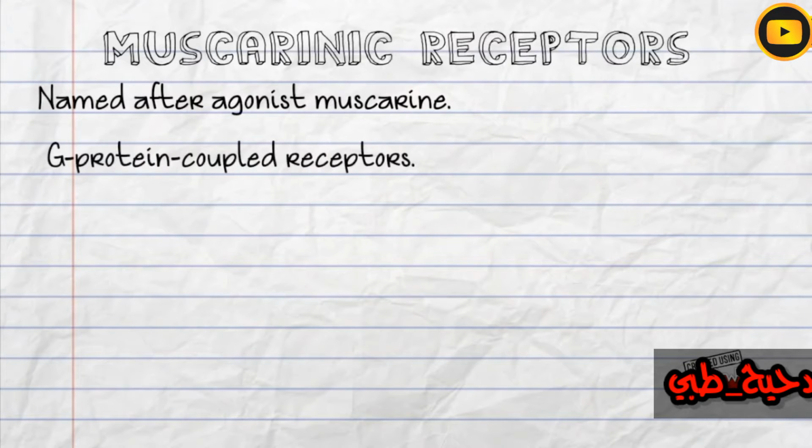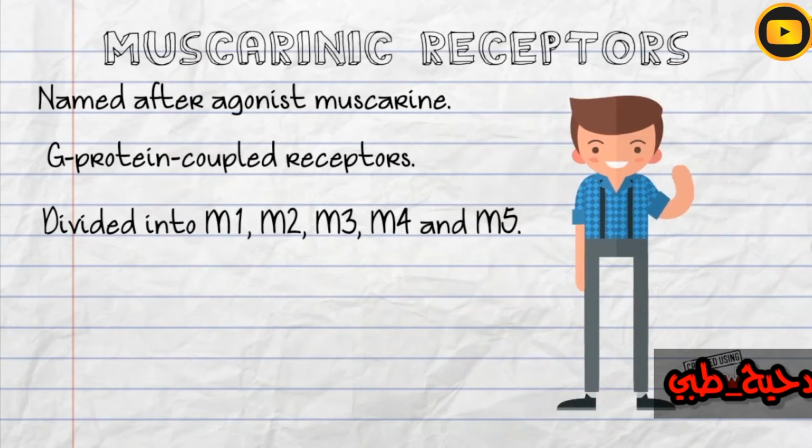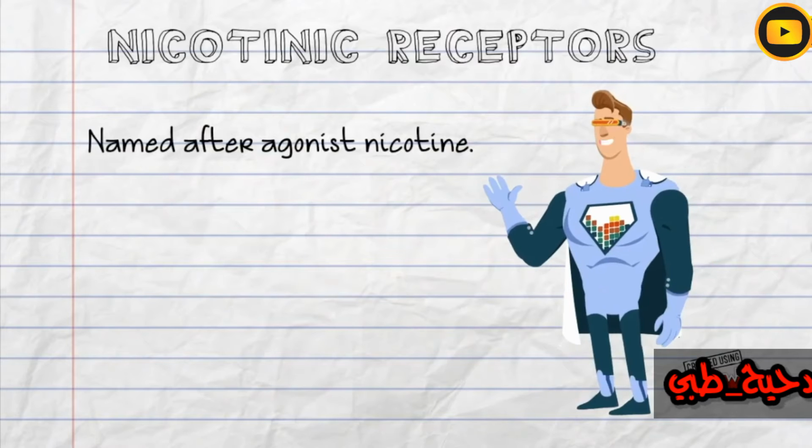They are G-protein coupled receptors and are divided into 5. The M1 is found in the stomach, M2 is found in the heart, and M3 is found in the sweat glands and tear ducts. For nicotinic receptors, they are named after their agonist nicotine and they are ligand-gated ion channels.